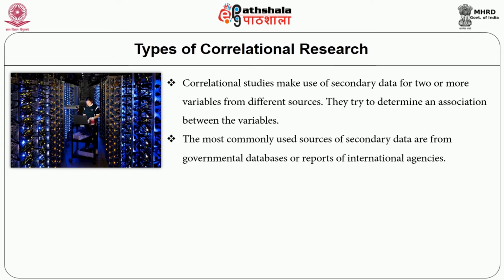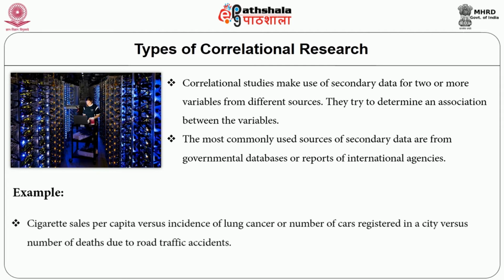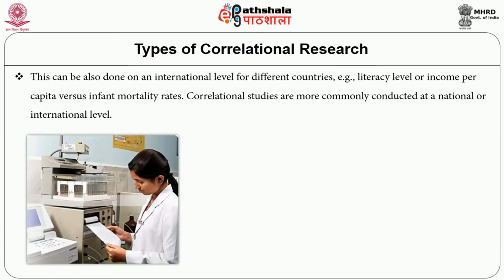The most commonly used sources of secondary data are governmental databases or reports of international agencies. For example, cigarette sales per capita versus incidence of lung cancer, or number of cars registered in a city versus number of deaths due to road traffic accidents. This can also be done on an international level for different countries, like literacy level or income per capita versus infant mortality rates.